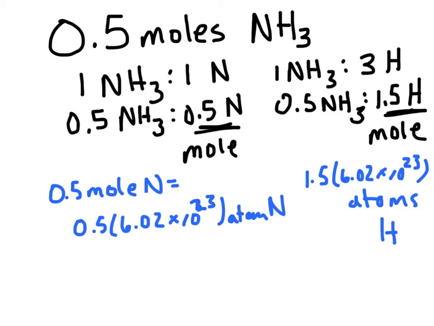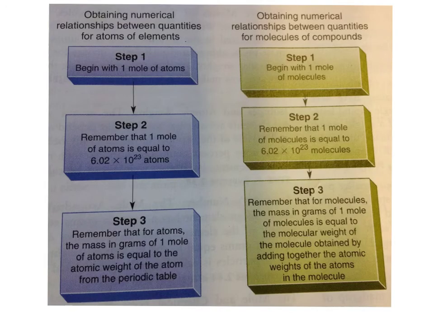Okay, so in your book on page 61, there's a bunch of steps that you can go through to get the ratios you need to convert back and forth. In the purple, you're working with just elements. In the green, you're working with compounds. Step 1, basically the same: begin with 1 mole of the molecule. Step 2, remember that 6.02 times 10 to the 23rd is your number. If you have elements, that's purple, you say that they're atoms. If you have a molecule, which is a group of atoms, or a compound, you call it a molecule.